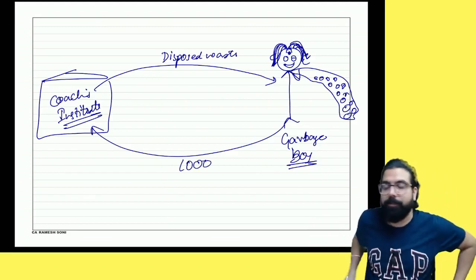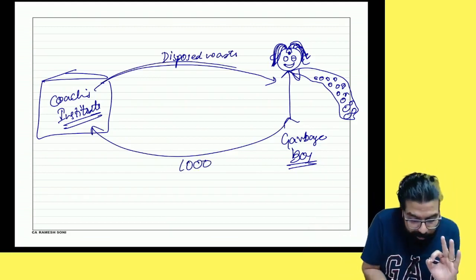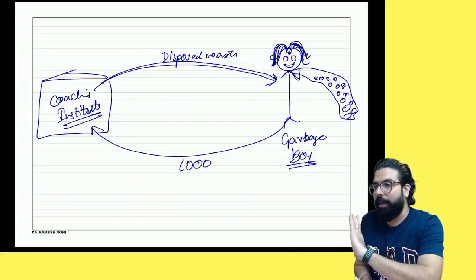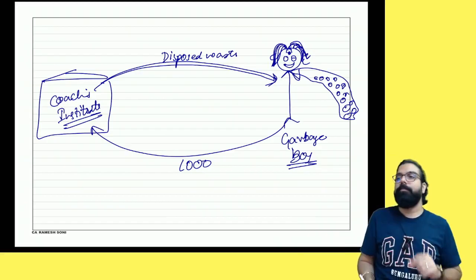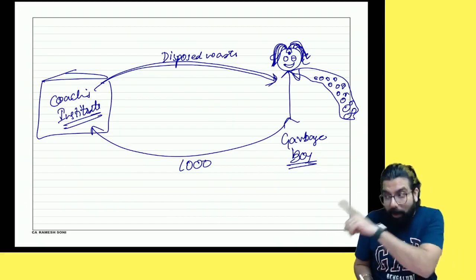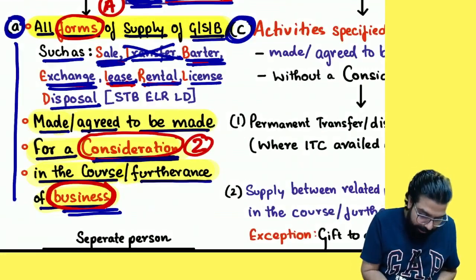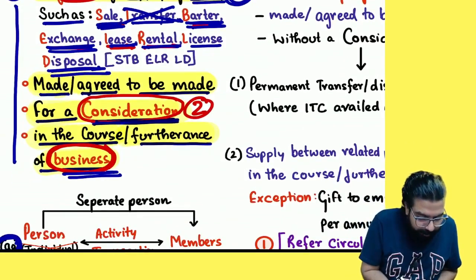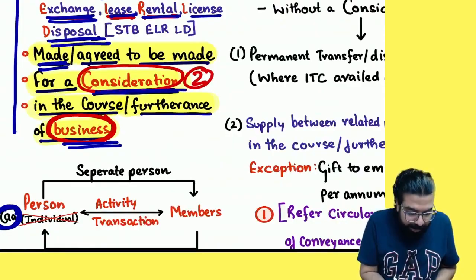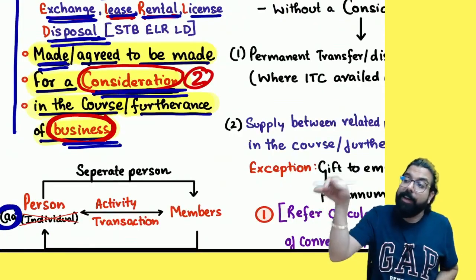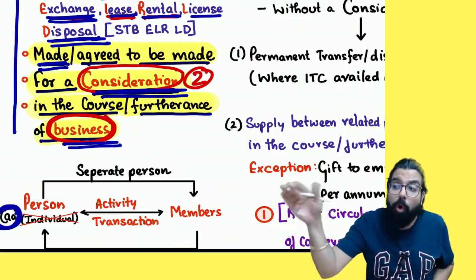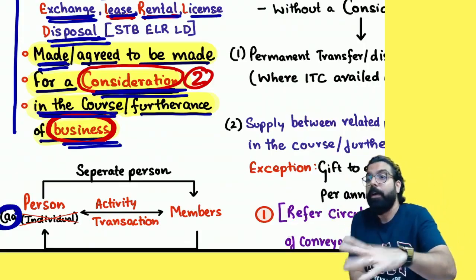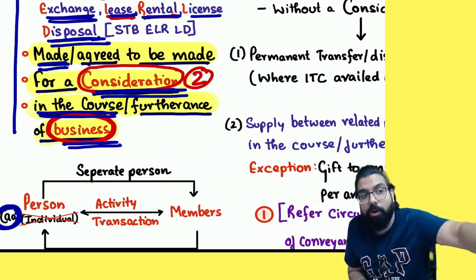Everyone listen carefully. When I dispose of the waste which belongs to my institute, like old ACs, chairs and tables, is it supply or not supply? It has to be a disposal. Is it done by me? Is it for a consideration? It need not be your business. It can be in the course of your business. Course means what? During the carrying out of your business.